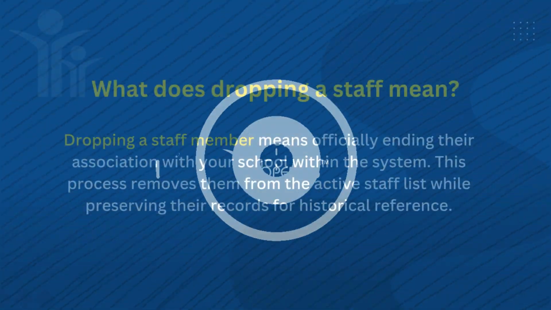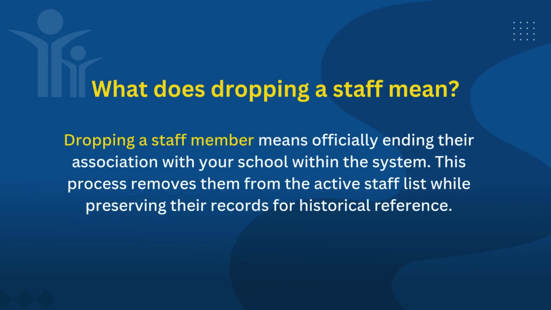In this tutorial, we'll show you how to drop a staff member in openSIS. Dropping a staff member means officially ending their association with your school within the system. This process removes them from the active staff list while preserving their records for historical reference.